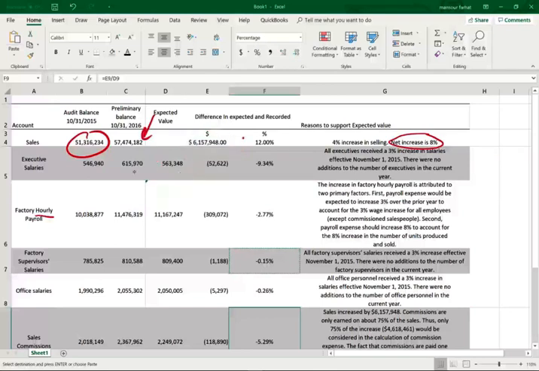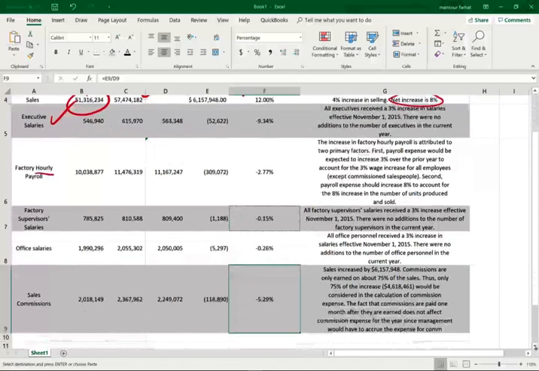And notice overall, we have to look into the executive salaries for sure. I don't know what happened. Maybe they got an increase and they did not tell us about it. And sales commission. The other accounts, this one and this one, are pretty, you're going to be pretty comfortable with them. Factory payroll. You may want to look into it. 2.77 deviation is something you want to look into.